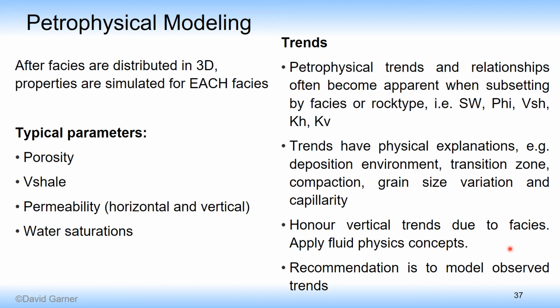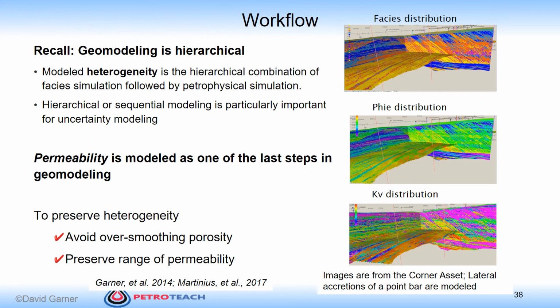So have that discussion with the team, engineering, petrophysicists, and model them. It'll improve the distribution of parameters in heterogeneity models. Okay, so remember this is a hierarchical workflow. We're modeling heterogeneity, facies first, then porosity, and other parameters. A key, say for permeability, is to preserve heterogeneity, avoid over-smoothing these parameters like porosity and permeability. So if you can, simulate them rather than using regression functions.